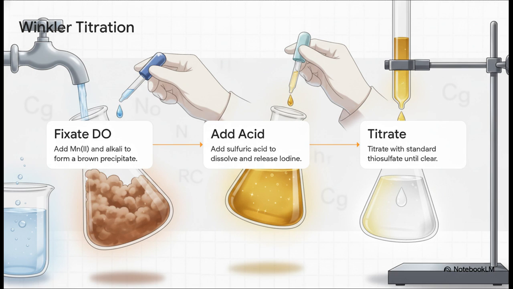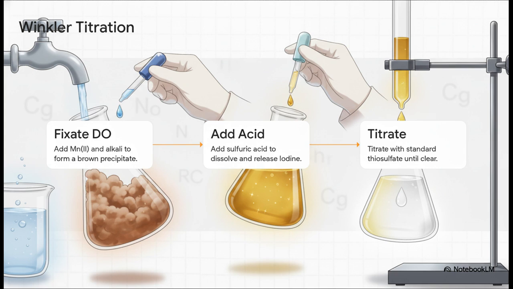First, you carefully collect your water in a specialized glass flask without trapping a single air bubble. Then you fix the oxygen by adding manganese chloride and an alkali. This reacts with the invisible DO to form a highly visible, brown, cloudy precipitate. Next, you drop the pH by adding sulfuric acid. This dissolves that brown cloud and releases free iodine into the liquid, turning the whole thing a deep yellow.